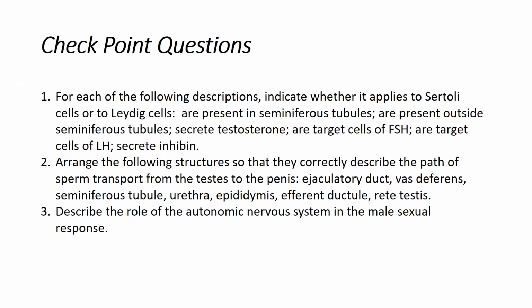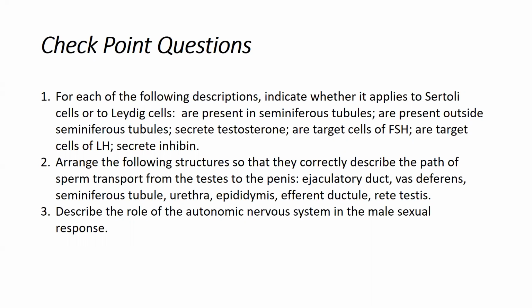To the rete testis, which is in the testis, then to the efferent ductule. From the efferent ductule, they make their way to the epididymis. From the epididymis to the vas deferens. From the vas deferens to the ejaculatory duct. From the ejaculatory duct, then to the urethra. Okay, and from the urethra, they are expelled outside. Okay. Question?